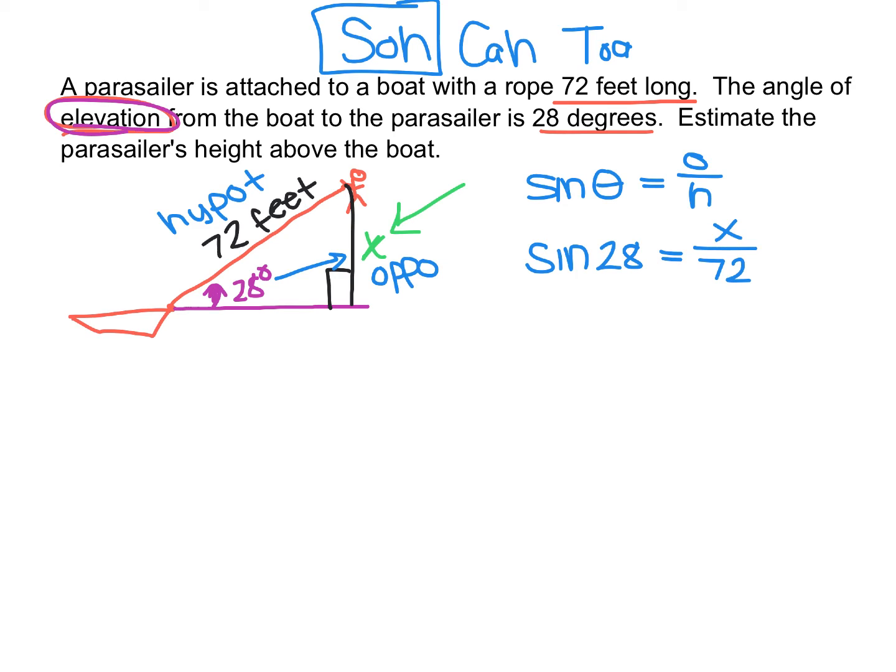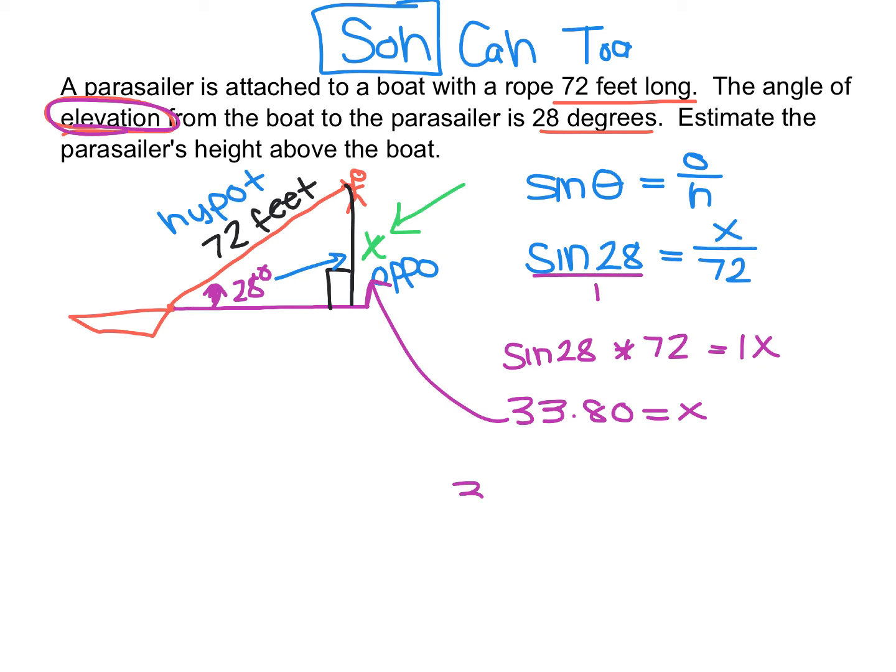Then from here, I turn this into a fraction, and then I can use cross multiplication. So I have sine of 28 times 72 is equal to 1x. Sine of 28, close parenthesis, times 72 is equal to 33.80. So what this is telling me is that this parasailer is about 33.80 feet above the boat.